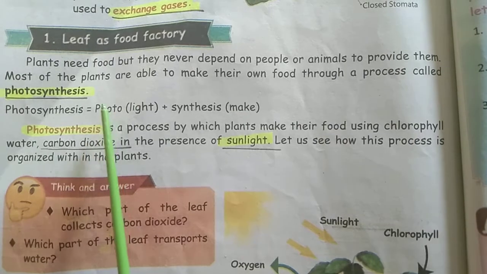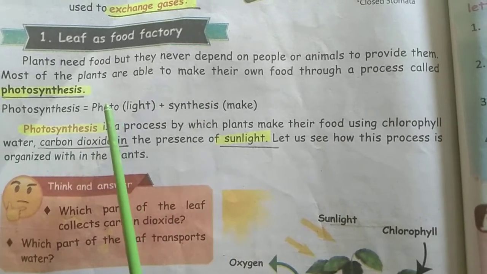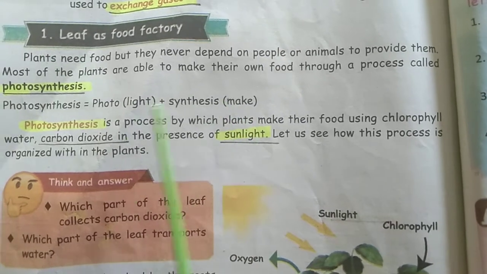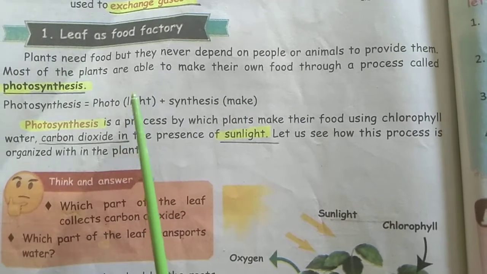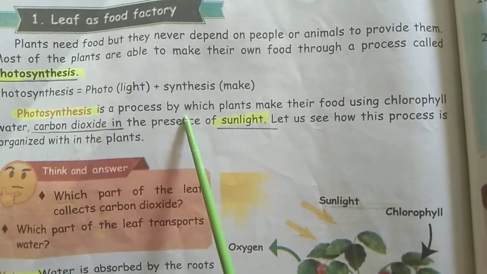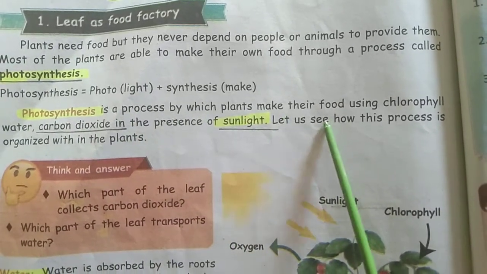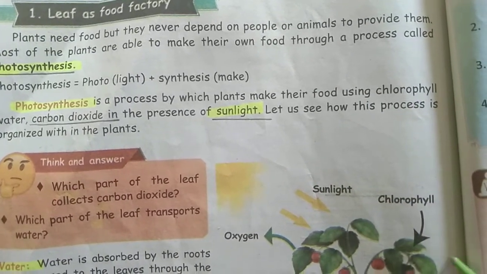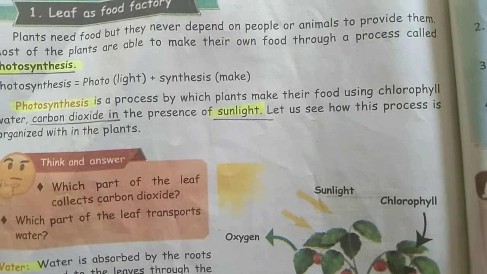Photosynthesis. We split it into photo and synthesis. Photo means light. Synthesis means make. So they make food by using light, that is the sunlight. Photosynthesis is a process by which plants make their food using chlorophyll. Chlorophyll is nothing but the green color in the leaf.